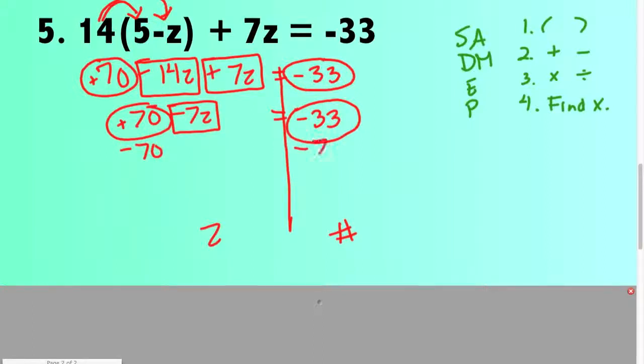by subtracting, because that's a positive 70. So subtracting 70 from a positive 70 cancels those out. 70 minus 70 is 0. Then we have negative 7z, still there. And then negative 33 minus 70 goes further negative, so that's a negative 103. And then these are multiplying, so to get rid of that, we're going to divide by negative 7.